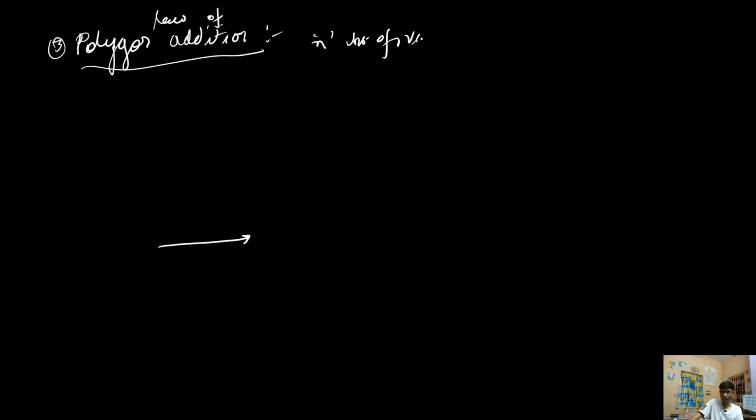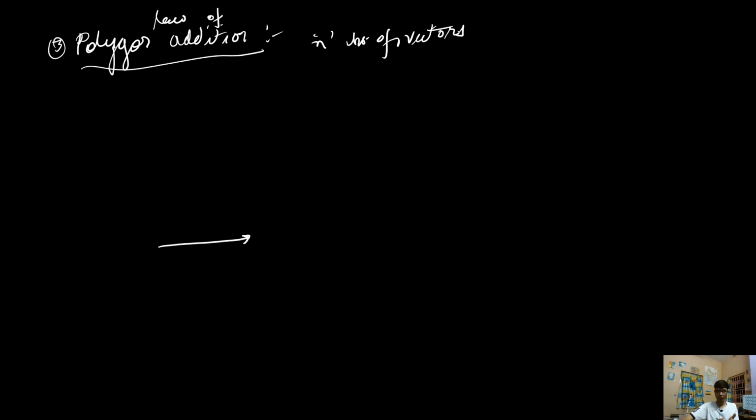Polygon law of addition. So with this, if I generalize the result such that there are n number of vectors in this particular plane, whenever we are talking about addition of vectors, the two vectors can be added when they are actually in a plane. Now the concept of n number of vectors comes to the concept of the plane.